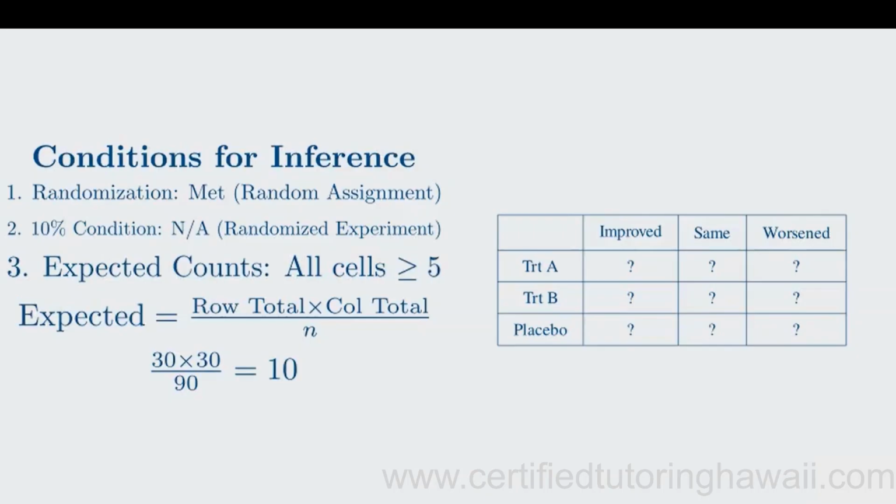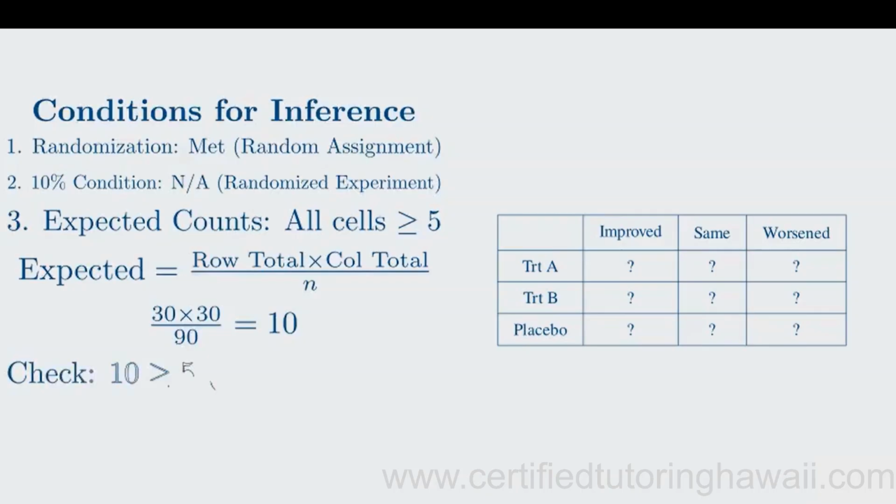If we assume the outcomes were split evenly, each row total is 30. If 30 people total improved, the expected count for treatment A and improved would be 30 times 30 divided by 90, which is 10. Since 10 is greater than 5, this cell is safe. We would perform this for every cell in the 3x3 table. If all 9 results are 5 or greater, we have successfully justified our test.